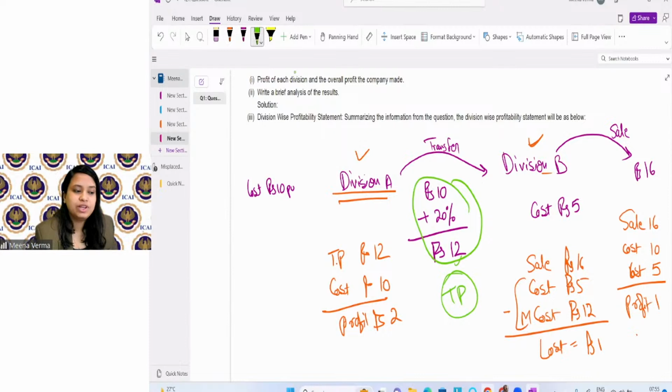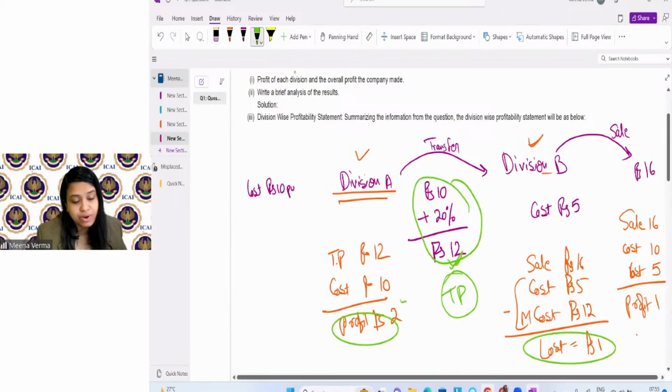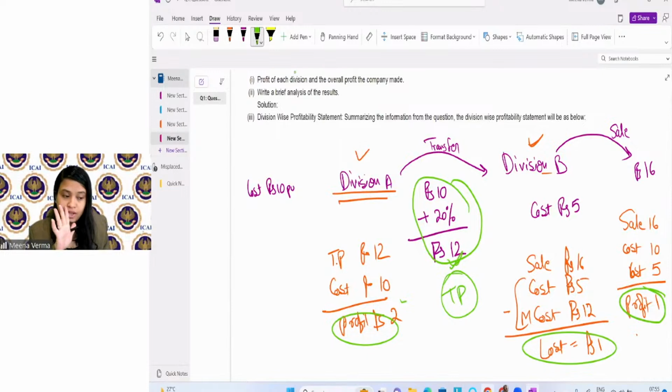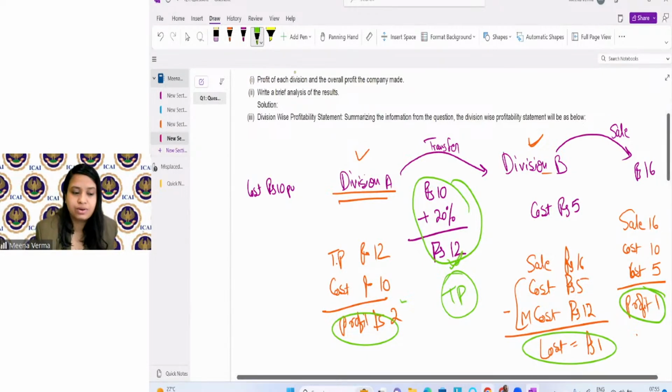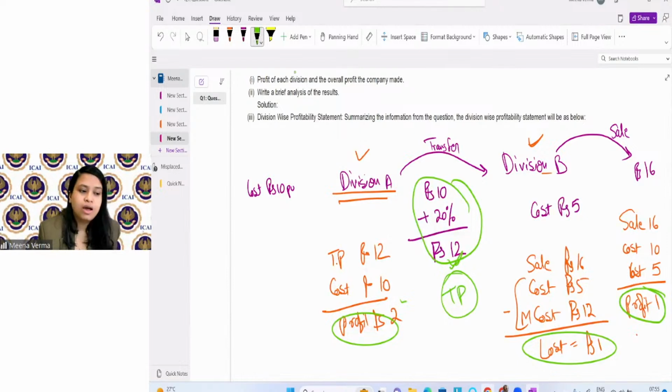So what is happening here? You will see what is the cost they are incurring, what is the profit. If we follow this transfer price rule, the profit of division A will be 2. The loss of division B will be rupees 1. And the overall profitability of the entire organization on one product will be rupees 1, if we follow this rule, right? This is the scenario here.